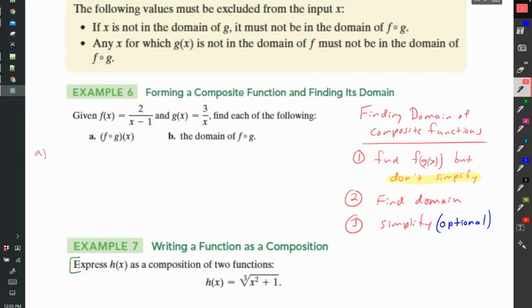For A, are we okay on that O symbol? Pick that up from the notes yesterday. Just means f of g of x. Put g inside of f. So in this case, we're going to take all of g, which is 3 over x. We're going to copy it. We're going to paste it on top of the x for f. So it's going to look like this. 2 over 3 over x minus 1. And that's my composition function. I'm going to resist the temptation to simplify. Just leave it like that.